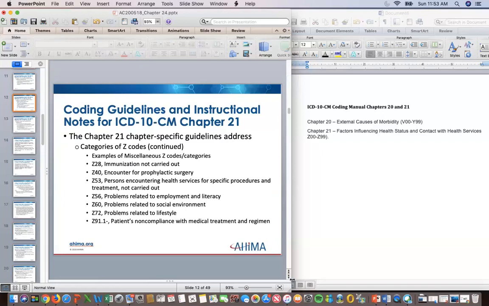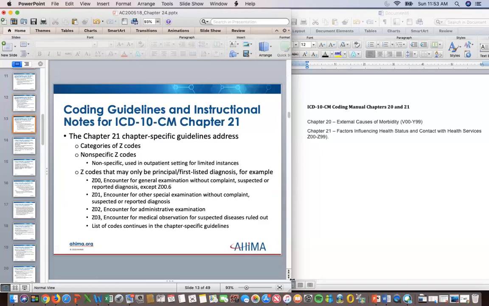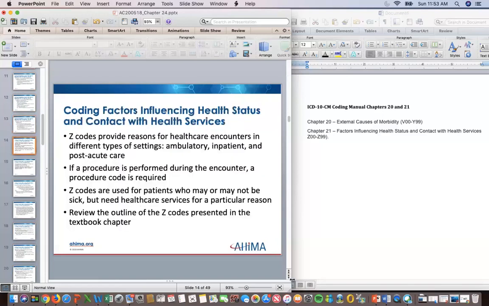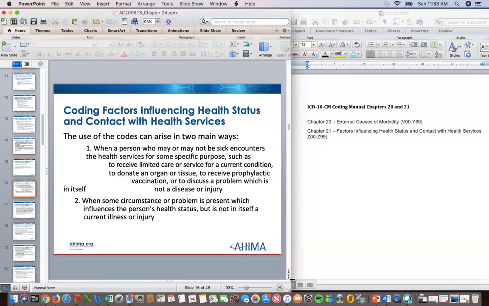What are some of the issues with that patient that's preventing them from understanding their treatment at the time? Are they coming back numerous times? The Z code would identify that they maybe just are illiterate, maybe can't read English as their second language, etc. So, okay. The use of the codes can arise in two main ways.